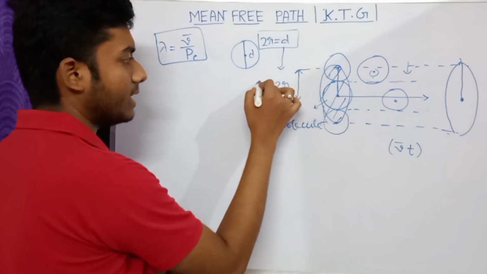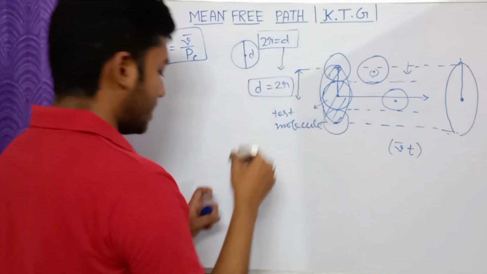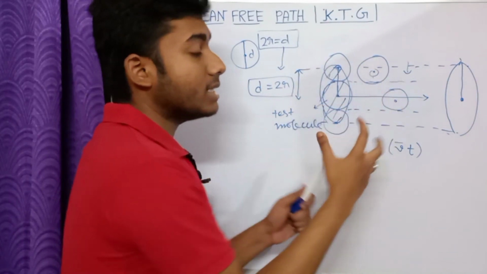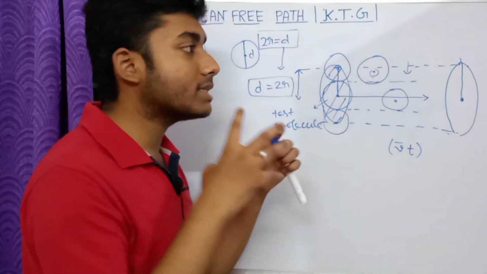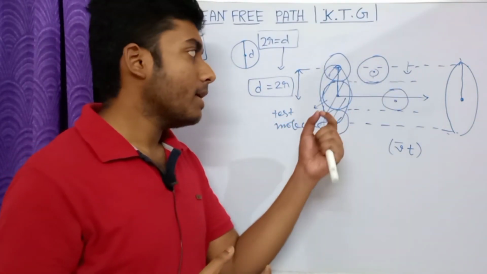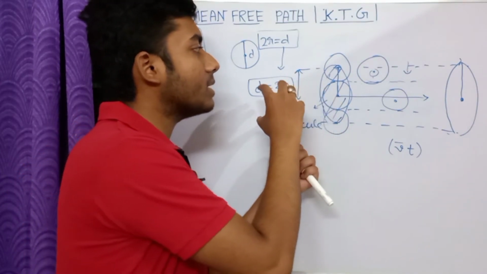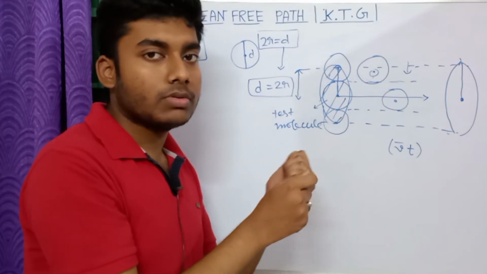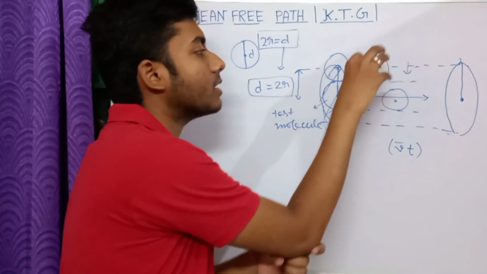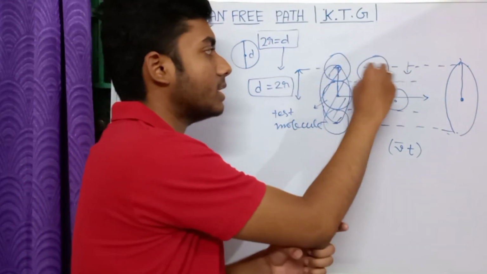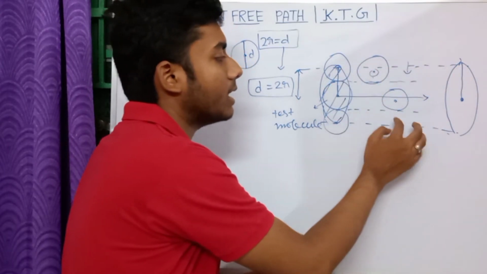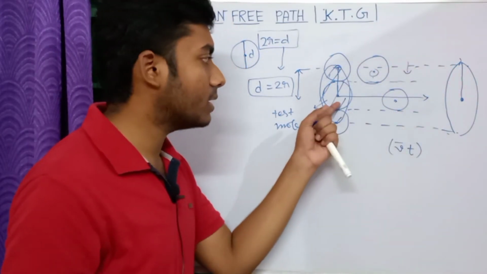From here we can write that this is d. So what is this cylinder? This is the cylinder in which the center of the gas molecules will cross. If the center of the gas molecule crosses the boundary of this cylinder, then a collision will occur with the test molecule, right?